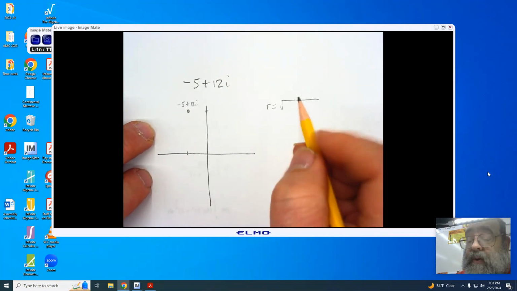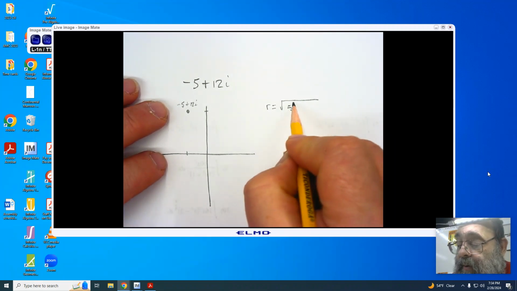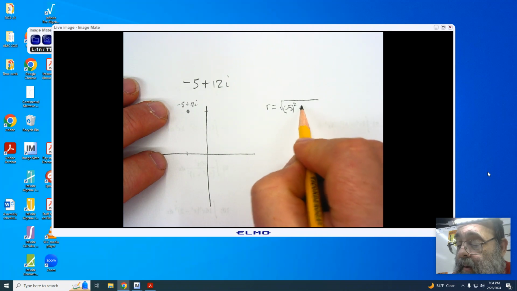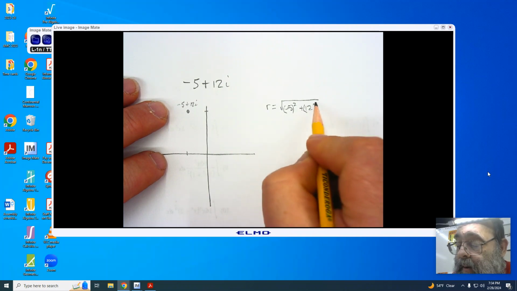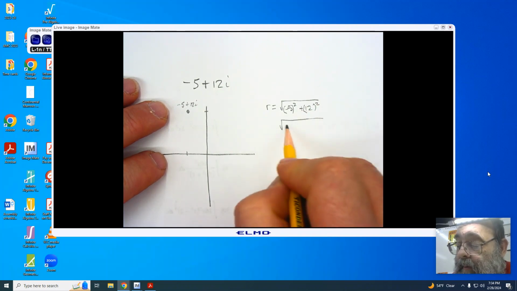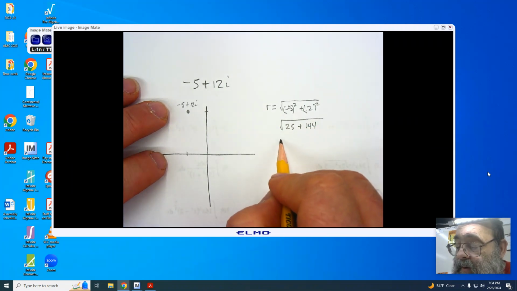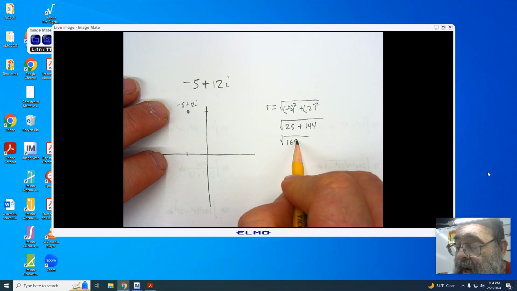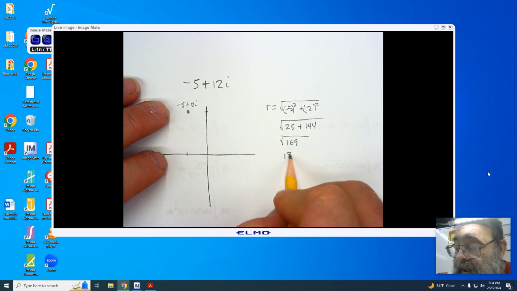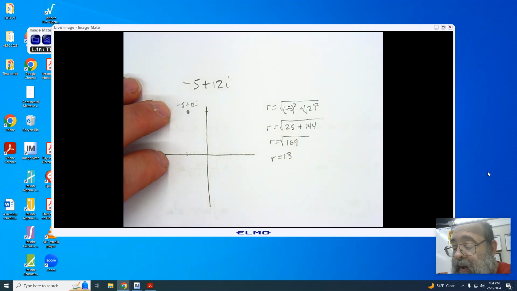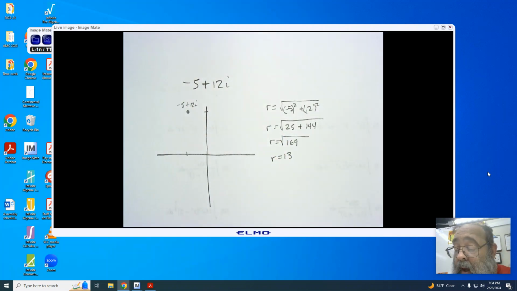r is going to be the square root of negative 5 quantity squared, plus 12 squared. This gives me the square root of 25 plus 144, which is the square root of 169, which we know is 13. So our r is 13. Now, this value is called the modulus, just in case you were curious.